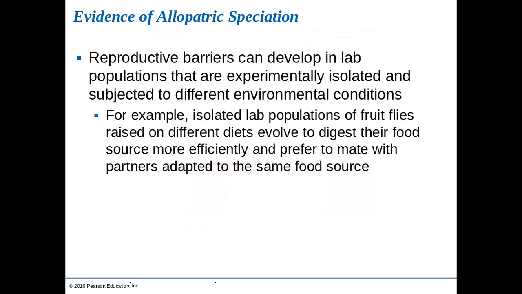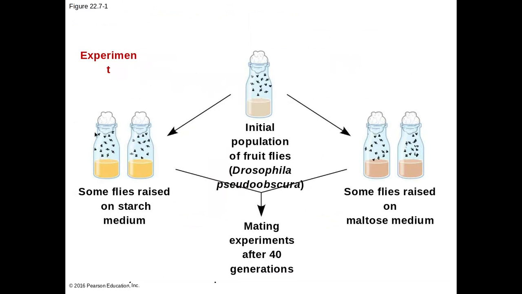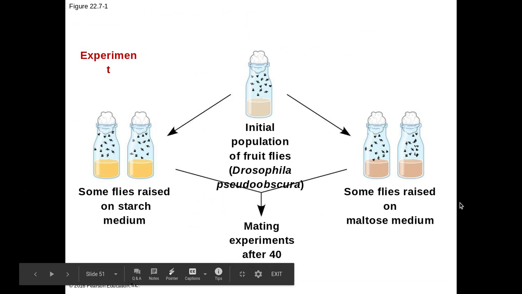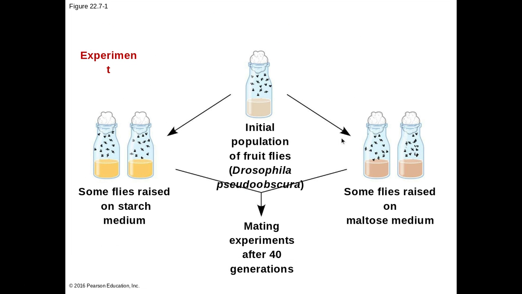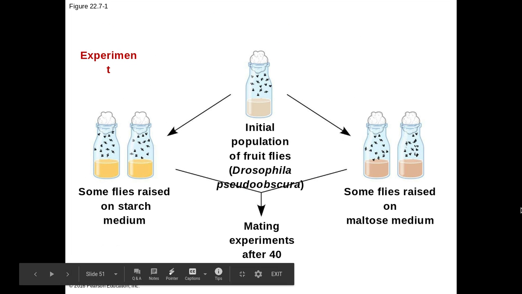We also have been able to observe reproductive barriers that have developed in a lab situation. So we can actually create experimental reproductive barriers to isolate populations and subject them to different conditions. So one lab experiment isolated two populations of fruit flies and gave them different food sources. And they eventually grew to prefer to mate with partners who were adapted to the same food source. So we had some flies that were raised on starch and some that were raised on maltose only to eat, and then we mated them.